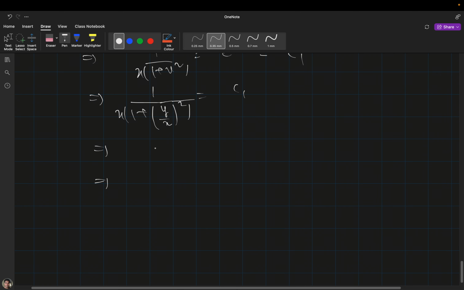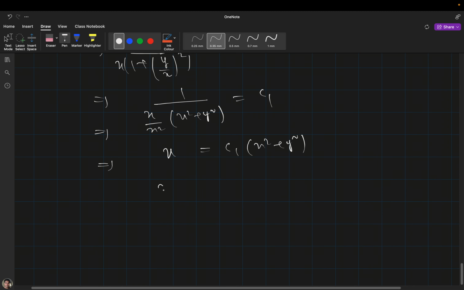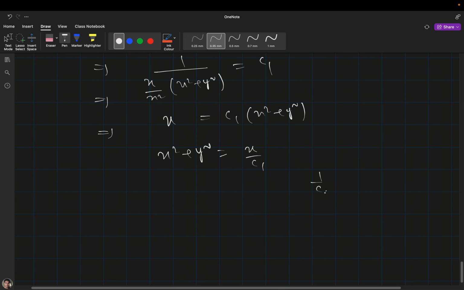Then it will be x square, 1 divided by x divided by x square plus y square equal to c1, and that will be x equal to c1 times x square plus y square. Now it will be x square plus y square equal to x divided by c1, and suppose 1 by c1 equals another constant k, so it will be x square plus y square minus kx equal to 0.